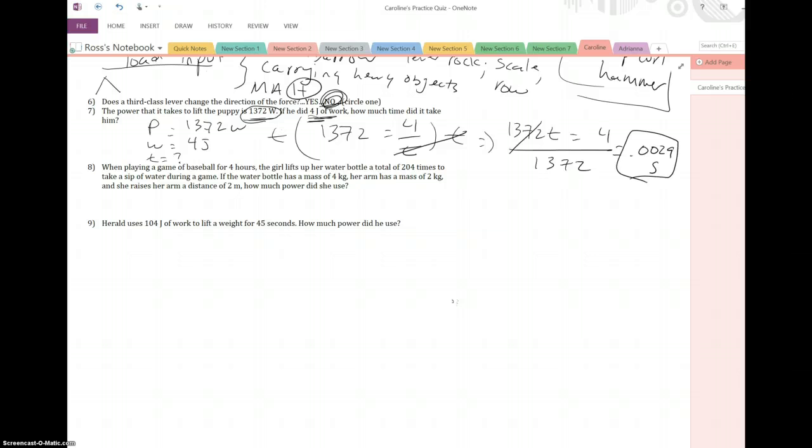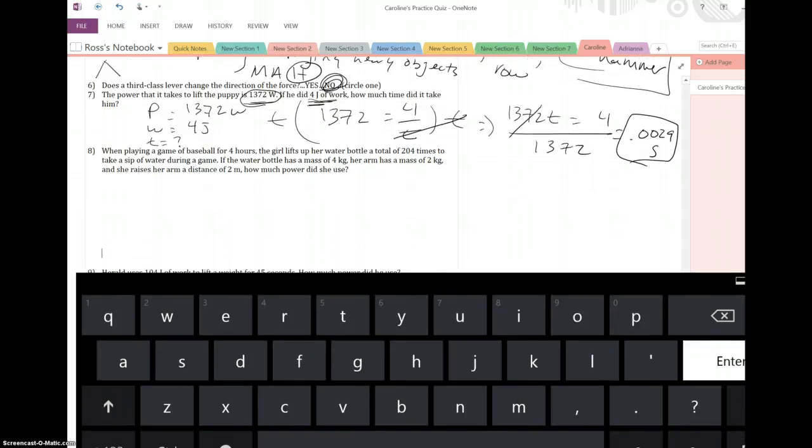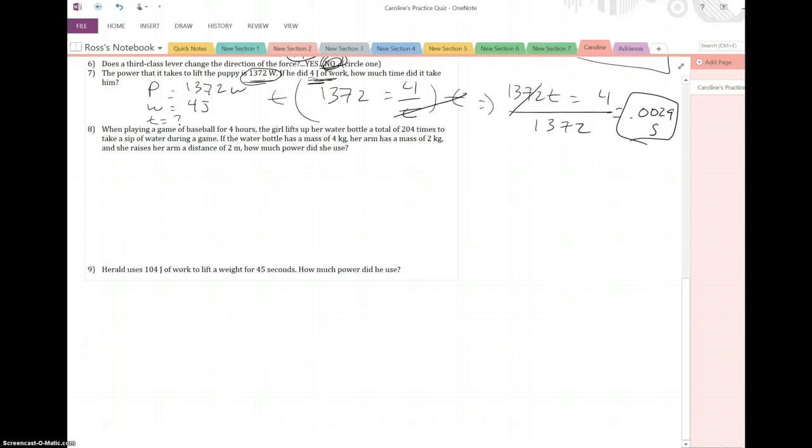Number 8, when playing a game of baseball for 4 hours, I'm actually going to give us some more space here. That's a good question. When playing a game of baseball for 4 hours, the girl lifts up her water bottle a total of 204 times to take a sip of water during the game. She wants to stay hydrated. If the water bottle has a mass of 4 kilograms, her arm has a mass of 2 kilograms, and she raises her arm a distance of 2 meters, how much power did she use?